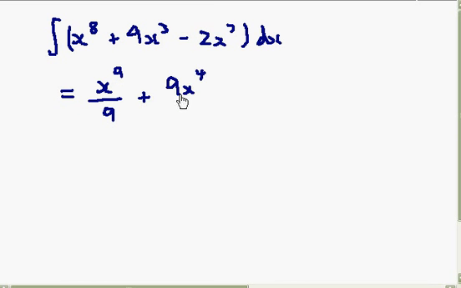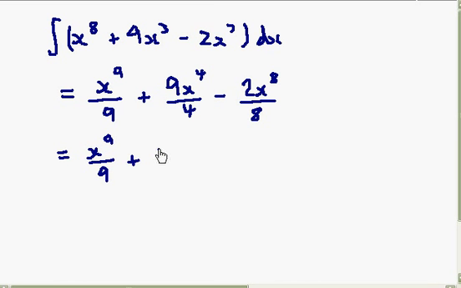I add 1 to the power and divide by the new power, and again for the next term. Notice how this last term can be simplified, so I can finish off by writing this as x to the 9 over 9 plus 9x to the 4 over 4 take away x to the 8 over 4. Okay, so that's a straightforward question.